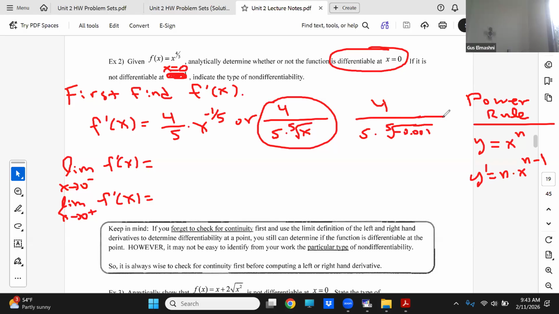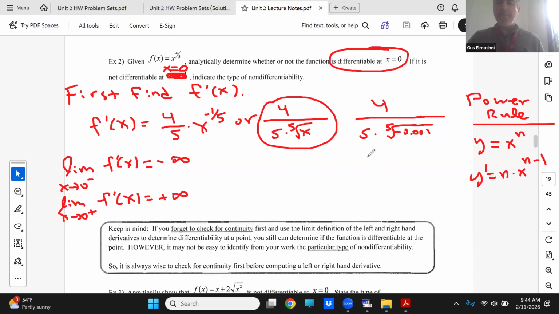If you're doing 4 over a small number that's negative, overall, what happens to the fraction? It's going to be negative infinity. If you don't believe me, you could just plug in a small negative number, a number approaching 0 from the left, like negative 0.000001. You're going to see that overall the fraction is going to get negative infinity or close to it. Likewise over here as well.